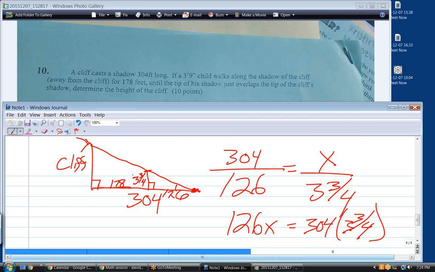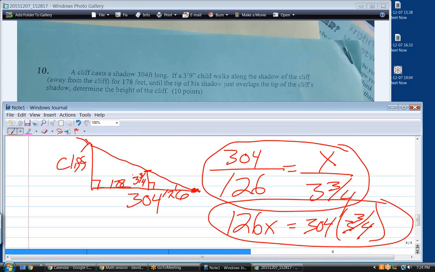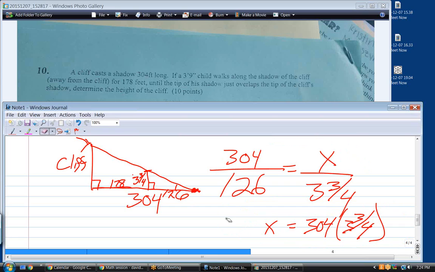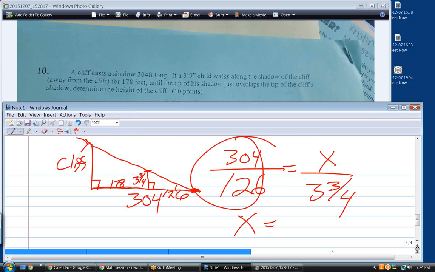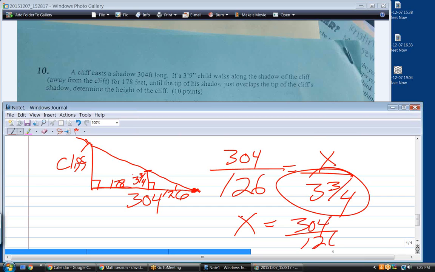Okay, so that's a two-step process. But notice what I did. Step 1, I multiplied both sides by 126. Step 2, I divided both sides by 126. It's unnecessary. We don't want to cross-multiply if our variable is in the numerator. We just want to multiply both sides. In other words, x is going to be this ratio times this number. I'm only going to multiply both sides by 3 3/4. When you cross-multiply, you're basically multiplying both sides by 3 3/4, and then you're multiplying both sides by 126, and then you're going to divide both sides by 126. So let's avoid the multiplication by 126 that we don't need. In other words, x is going to be 304 over 126 times 3 3/4. Whatever number that is.